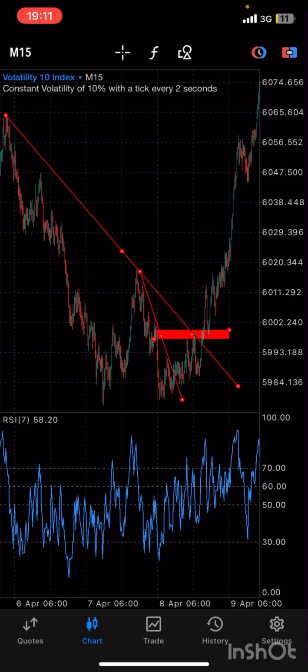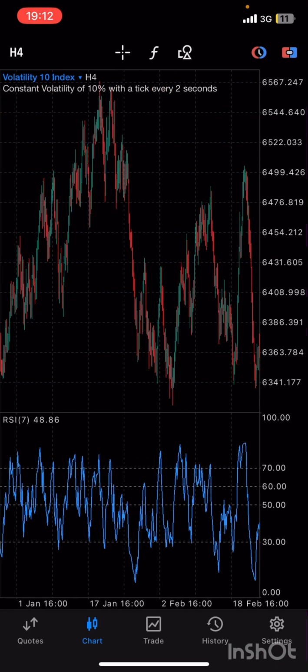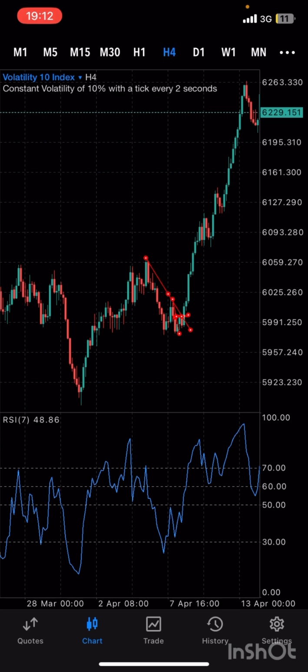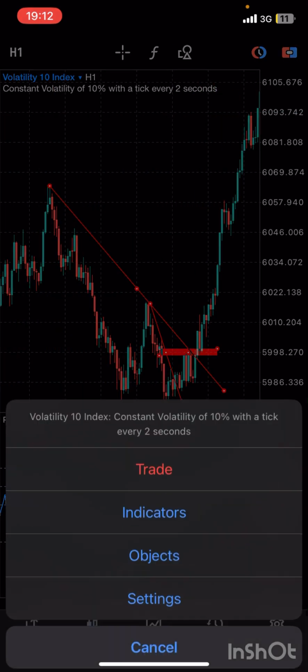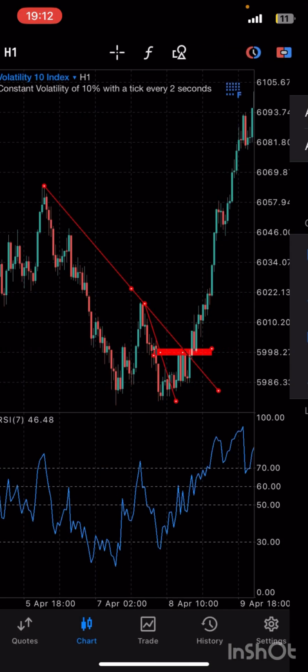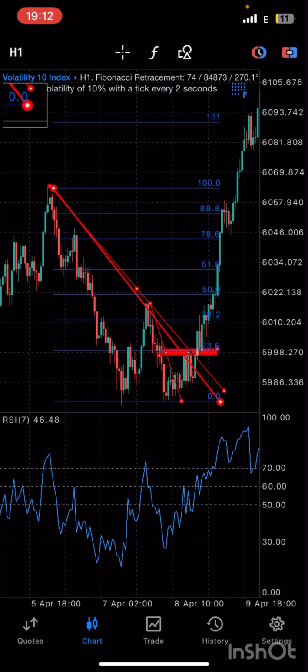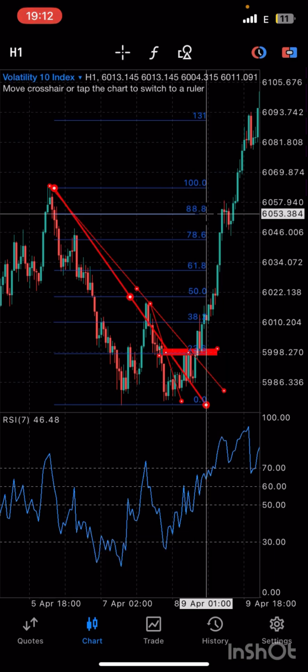So how do you take profit on this trade? Now let's go back to the 1 hour time frame so you can see it very clearly. It's 4 hours. Let's go to the 1 hour time frame. So how do you take profit on a trade? What you want to do, like I said, is you're going to put another Fibonacci from this point all the way to the bottom, and I like to take my TP at 88.8 Fibonacci.